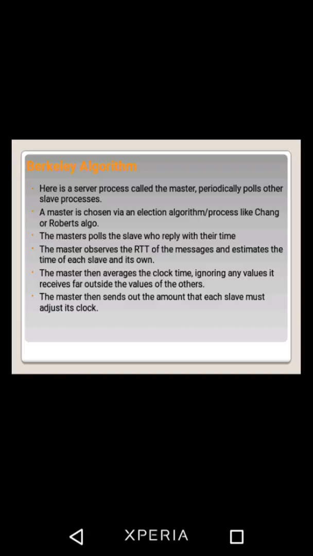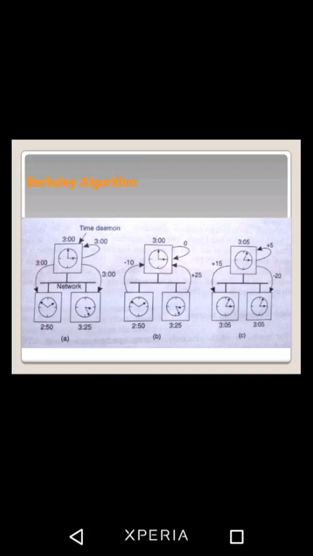For example, let us see the figure. In the figure, at 3 o'clock, the time daemon, which is the master, tells the other machines its time and asks for their time. In figure B, all the other machines respond with their time, how far ahead or behind they are from the daemon. The first machine responds with minus 10, the second machine responds with plus 25.